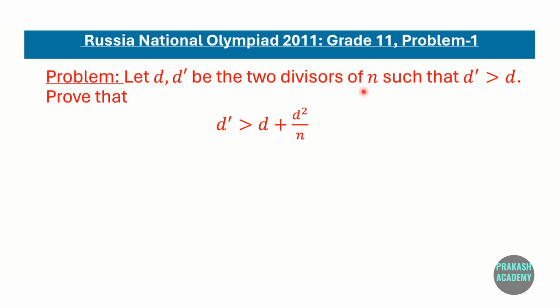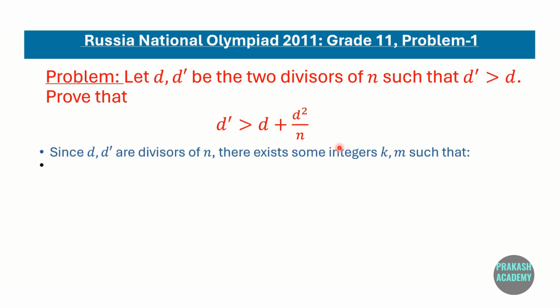So we have a number n, and this number can be divided by two other numbers, d and d dash. So d and d dash are divisors of n. This means if I multiply d with some number, I will get n. Similarly, if I multiply d dash with some number, I will get n. So let us see how we can solve this problem.